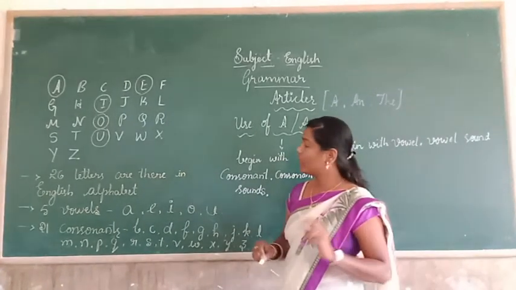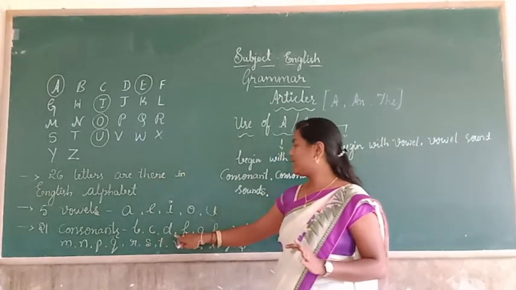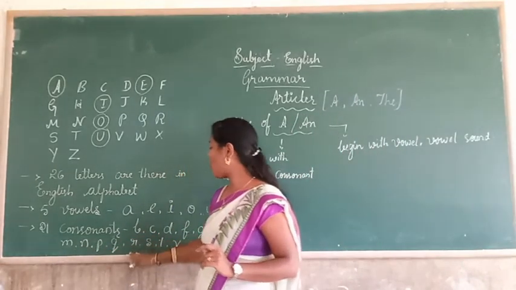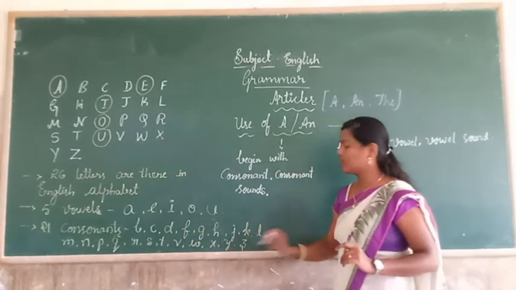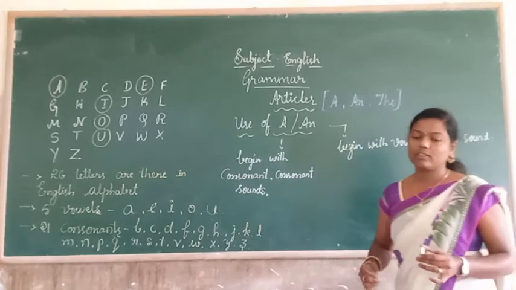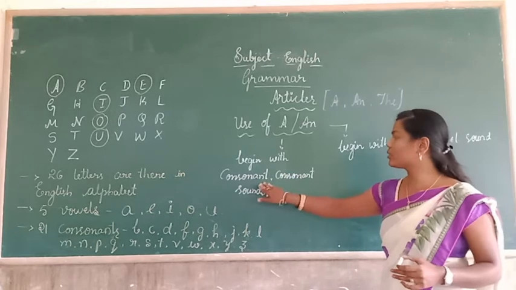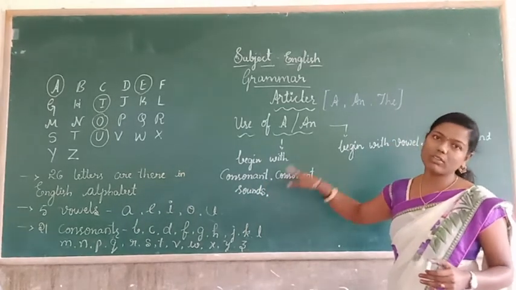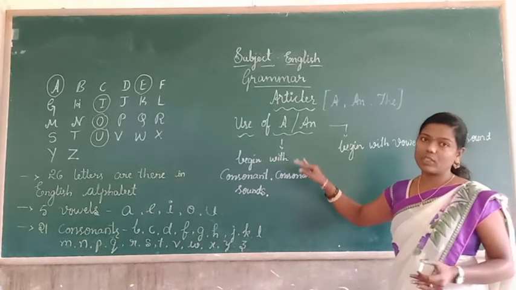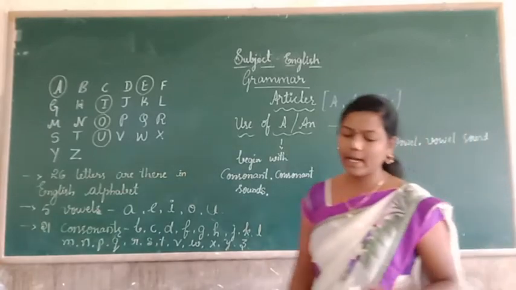Consonants are B, C, D, F, G, and so on: M, N, P, Q, S, T, V, W, X, Y, Z. So when do you use a? Before a word that begins with a consonant or consonant sound, we use a. Before a word that begins with a vowel or vowel sound, we use an. Okay, let us see the examples.